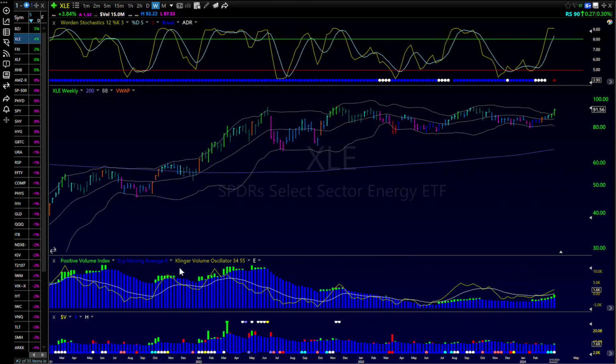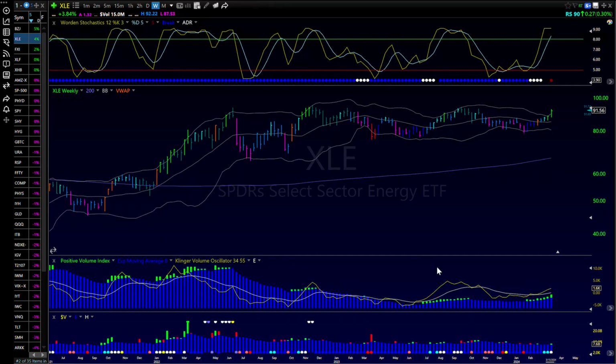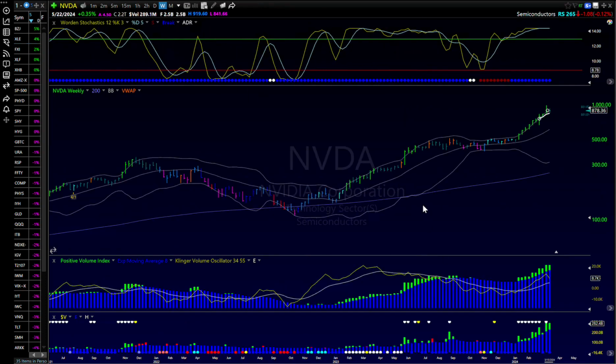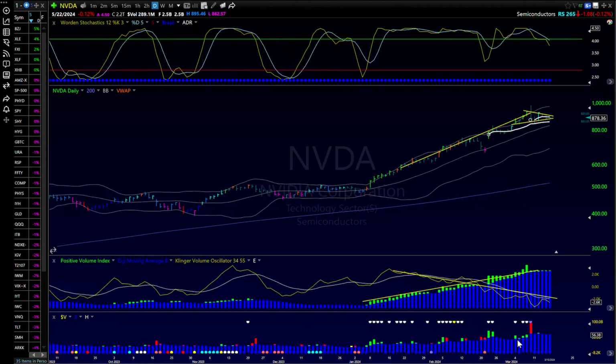And then down here I have the positive volume index in green with the blue moving average on it, and then the Klinger volume index. So oftentimes, if we look at a daily chart of NVIDIA, the Klinger is in a downtrend here. However, price continues to go up, and you still have positive volume. The positive volume index is still moving up, but you're starting to see some warning signs.